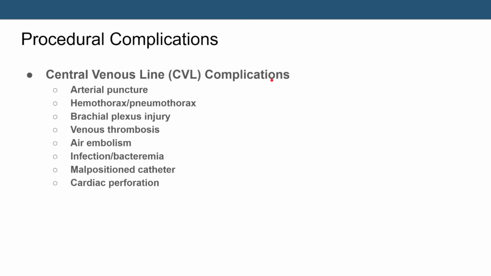Central venous line complications include arterial puncture, hemothorax, pneumothorax, brachial plexus injury, venous thrombosis, air embolism, infection, bacteremia, malpositioned catheter, and cardiac perforation.